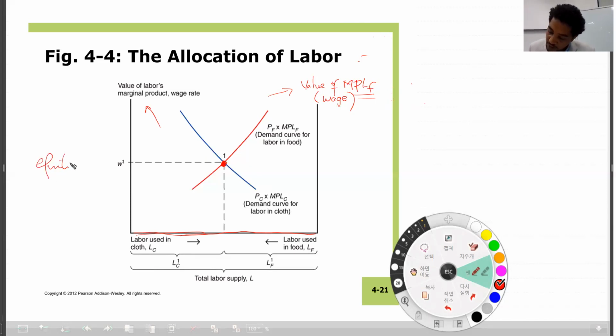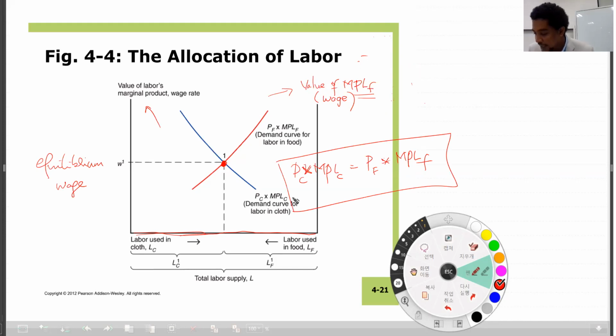equilibrium wage. It is the point where PC times the marginal product of labor of clothes is equal to PF times the marginal product of labor of food. So this is the equilibrium wage, or the point at which these two become equal.